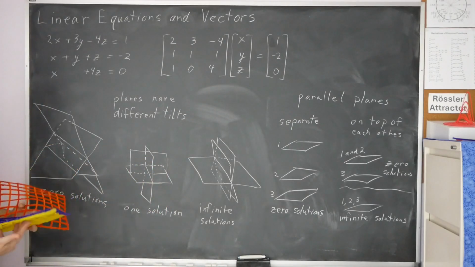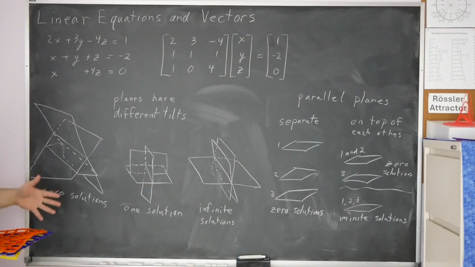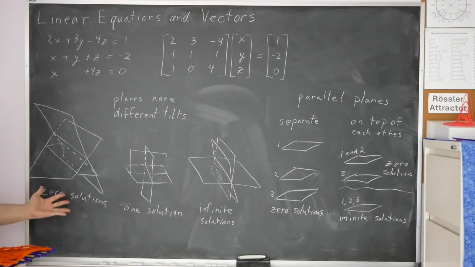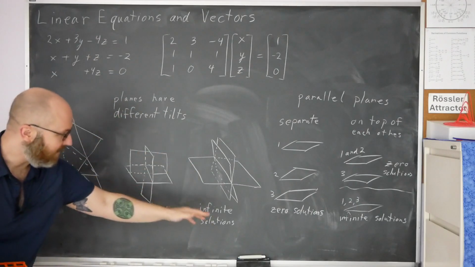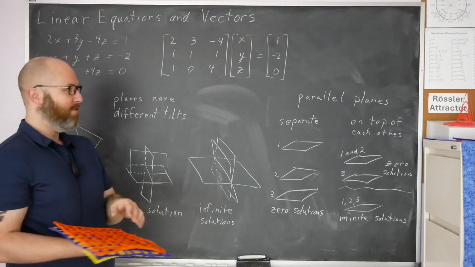And so here I tried to draw it. I did an okay job on that. It took me a while. But you could have the different tilts, and none of them intersect. So 0 solutions. So planes with different tilts, you could have 1, you could have 0, you could have infinite. All right. A few more cases than just the lines.